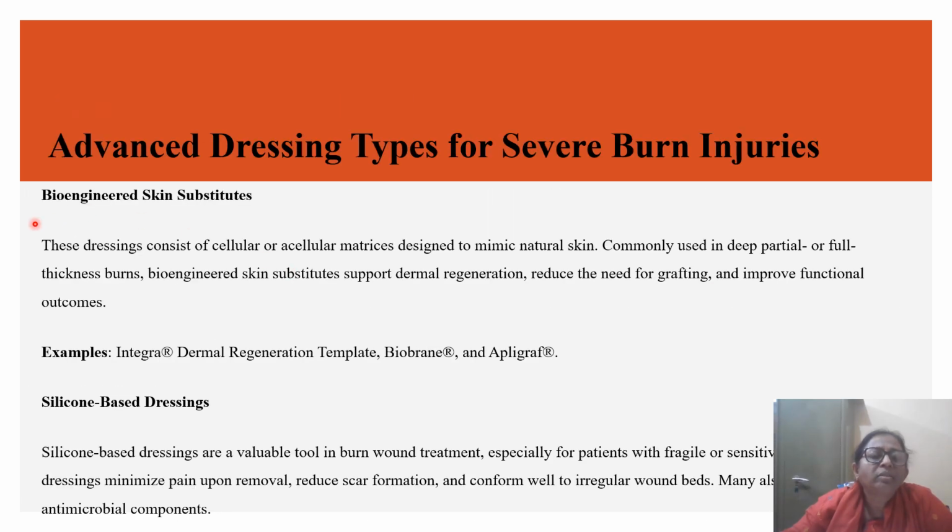Then advanced dressings, that is bioengineered skin substitutes are there. Examples: Integra, dermal regeneration templates, BioBrane, Apligraf, etc. Then silicone-based dressings are also there.